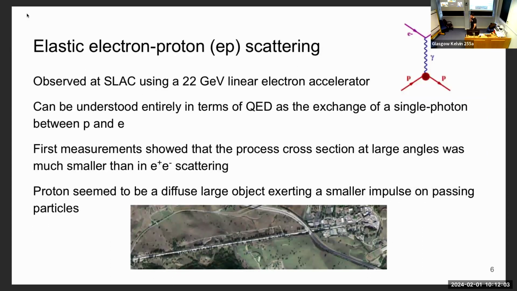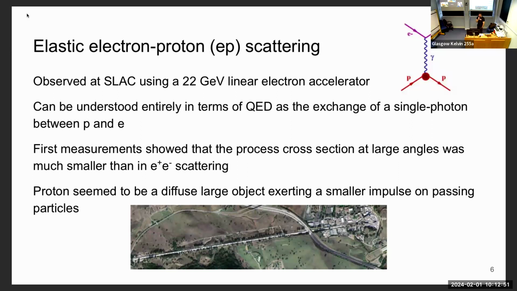So let me start with the elastic electron-proton scattering, or EP. It's been observed at SLAC, in California, using a 22 GeV linear electron accelerator, which is very different from the kind of center of mass energies that are involved in current colliders. People interpreted that in terms of QED, the theory that describes electromagnetism, as the exchange of a single photon between the electron and the proton.